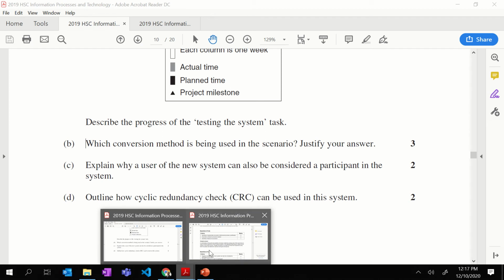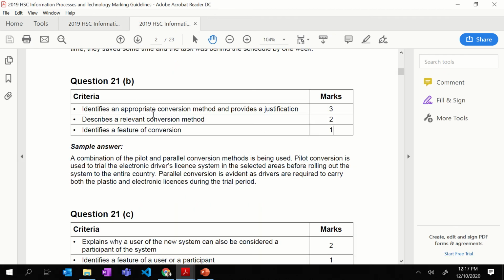And if you look at the marking guide for this question, it says you identify an appropriate conversion method. Now, the appropriate one would be pilot and parallel, because you could see that clearly. But if you said phased, that's an appropriate conversion method. And then if you provide a justification, like it says down here in the sample answer, they're using pilot and parallel. Pilot conversion is this, so you define it, and then you say why they're using it. And then parallel conversion is this, the definition of it, and then here is when they're using it. So that's identifying and providing a justification for that.